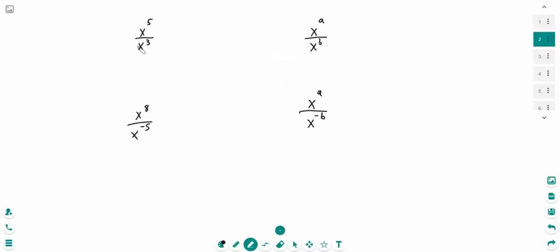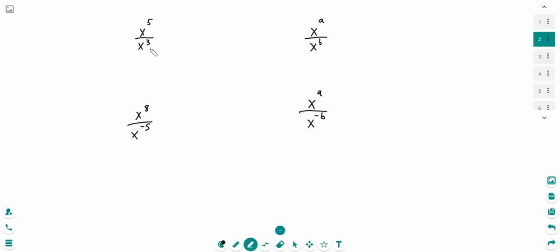So let's take this first problem. Go ahead and try to simplify it on your own using negative exponents, or using the concept of moving the exponents up into the numerator.